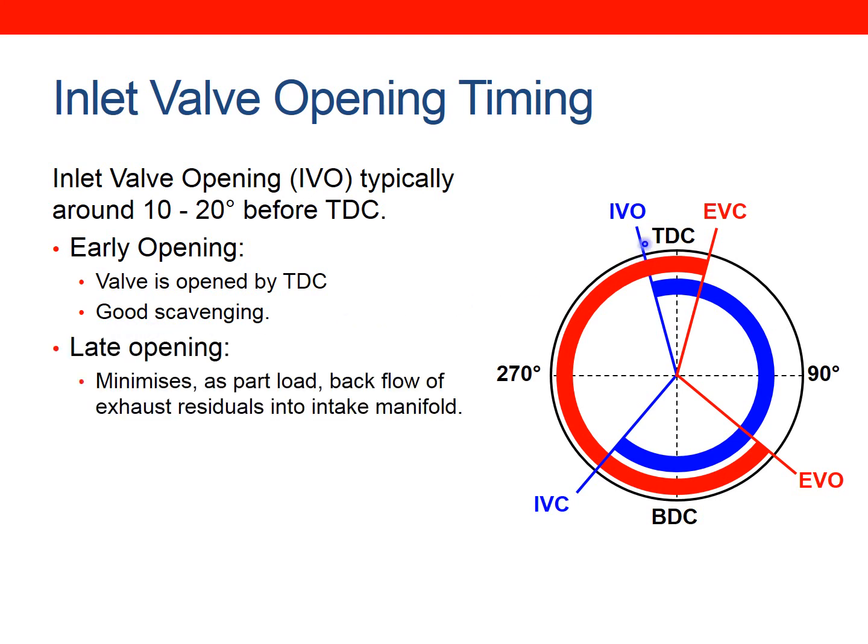Now, the reason you might want late inlet valve opening is if you're running at particularly low RPM, and you get a backflow of exhaust pressure into the intake manifold. So with this overlap, you might want late inlet valve opening if, on the design of your exhaust system, you're getting exhaust gases coming back through and getting exhaust residuals into the intake manifold.